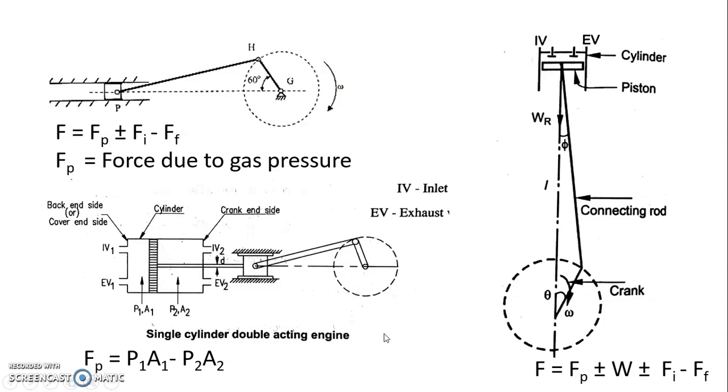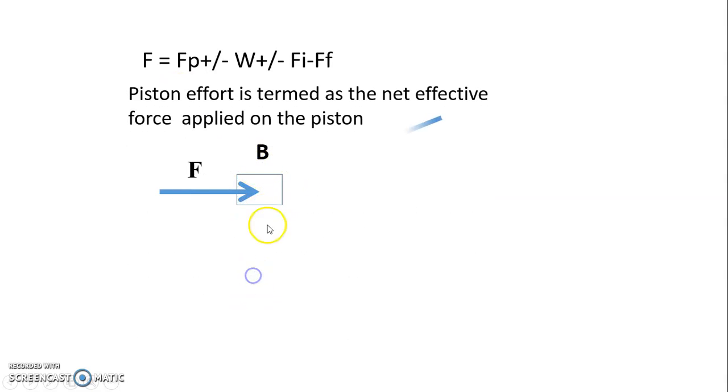So you will have now studied how to find the piston effort. The piston effort is the net effective force acting on the piston. Now we have to calculate or find the force acting along the connecting rod.